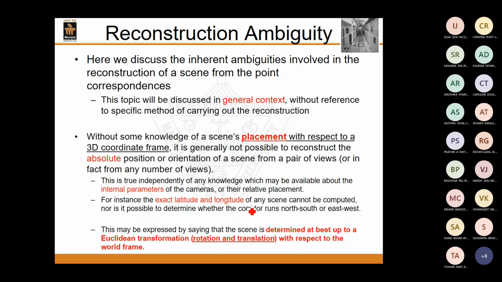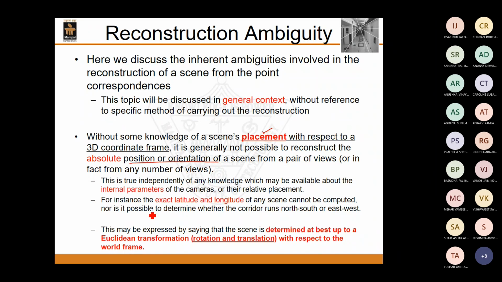One such ambiguity is the placement with respect to the 3D coordinate frame. Where exactly is the position, or what exactly is the orientation of a particular scene? Those are some things which are ambiguous to us.